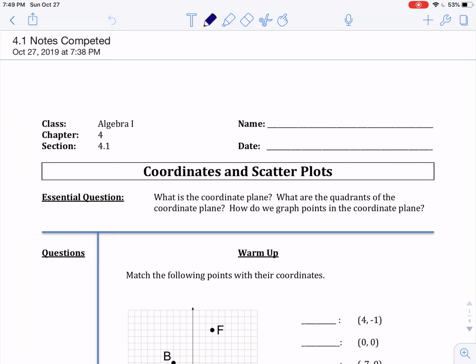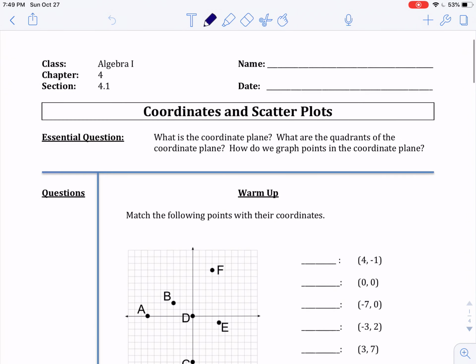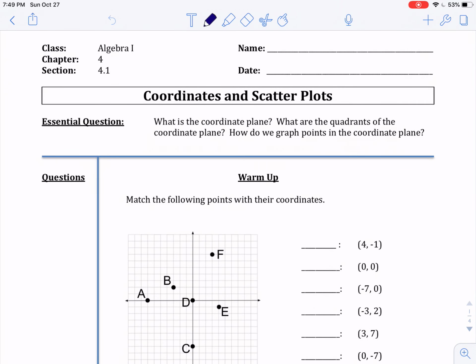So let's read the name of the lesson as a group. Ready? 1, 2, 3. Coordinates and scatter plots. Essential question 1, 2, 3. What is the coordinate plane? What are the quadrants of the coordinate plane? How do we graph points in the coordinate plane? All right, sounds good. I know you guys all read that at the top of your voice like you're supposed to, so that's pretty awesome. Thank you for doing that.